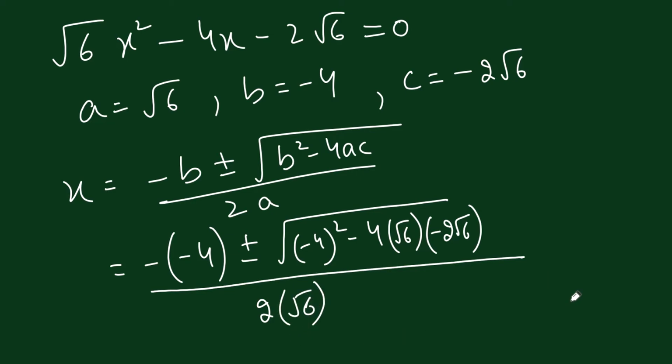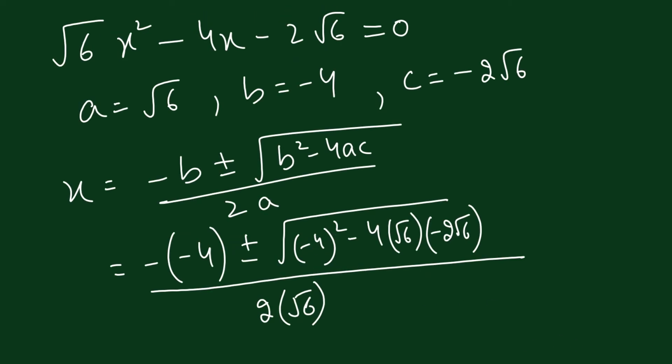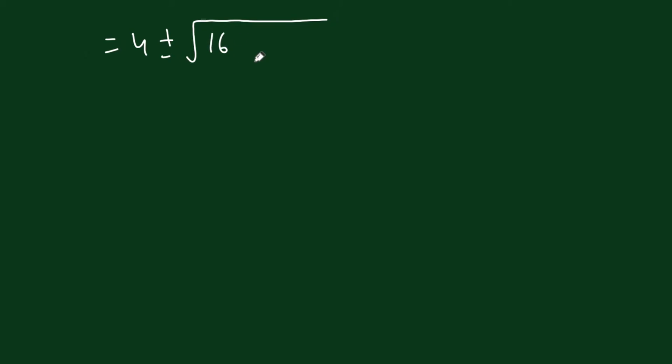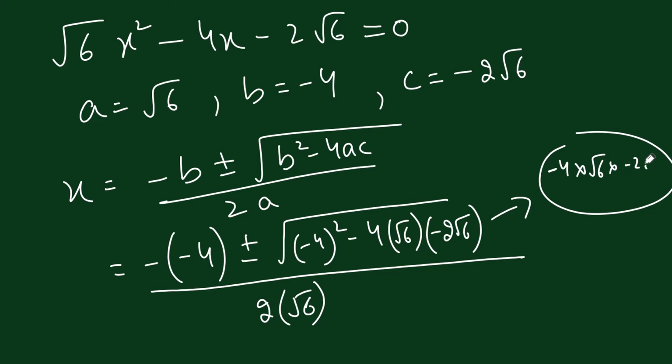Okay. So minus into minus 4 is plus 4. So it's 4 plus or minus. Inside the root, if you see, it's minus 4 whole square. That's positive 16. And here what is it? I'll do it in rough. It's minus 4 into root 6 into minus 2 root 6. Remember, when you have multiplication of square roots, the number inside the root gets multiplied with the number inside the root only. Inside and outside you can't multiply.